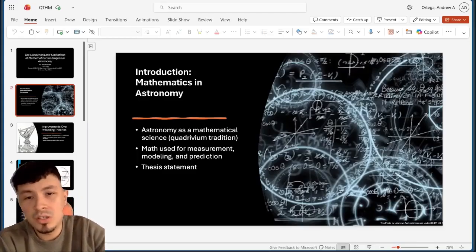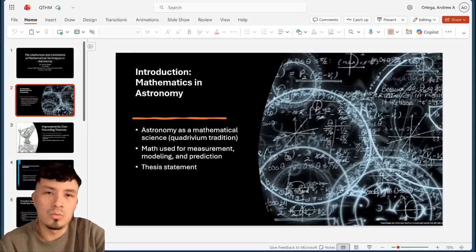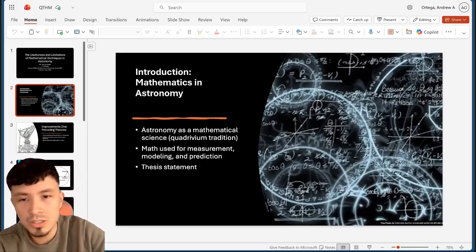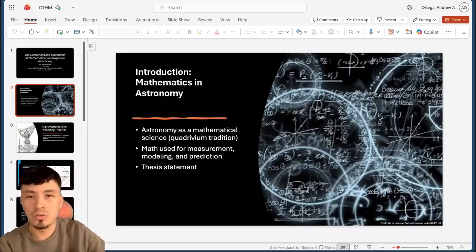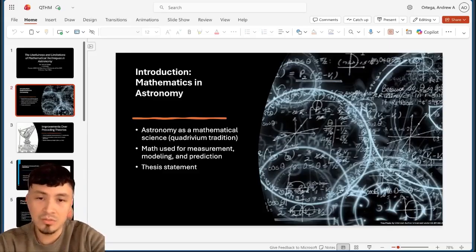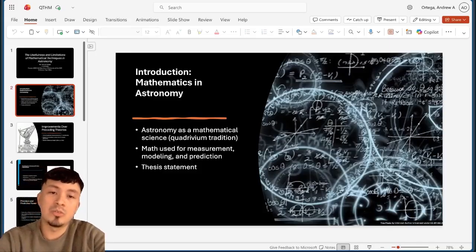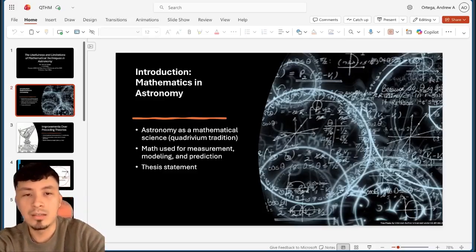Mathematics is used in astronomy as a mathematical science in a way, right? In other words, the quadrivium tradition, math used for measurements, modeling, and predictions. And also, my thesis statement for this presentation is that astronomy has always been considered a mathematical science in a way, right?